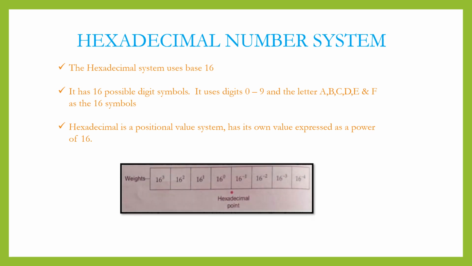The last, that means the fourth number system, is hexadecimal system. It uses base 16, thus it has 16 possible digit symbols. It uses the digits 0 to 9 and A to F. Note here that the decimal numbers 10 through 15 are represented by the letters A through F. The hexadecimal system is also a positional value system, where each hexadecimal digit has its own value or weight expressed as a power of 16.